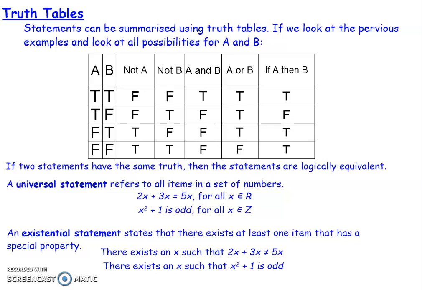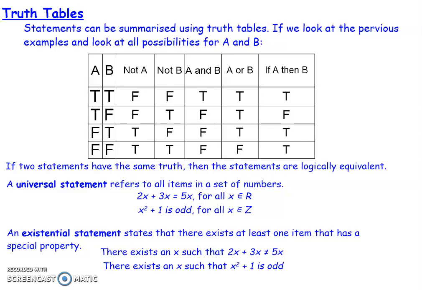If I was using A and B, that would overall be false, because I would need both of them. If I was to say A or B, that would be true because A is true, despite B not being true. And if I was to say if A then B, that would be false, because A is true but B is false.